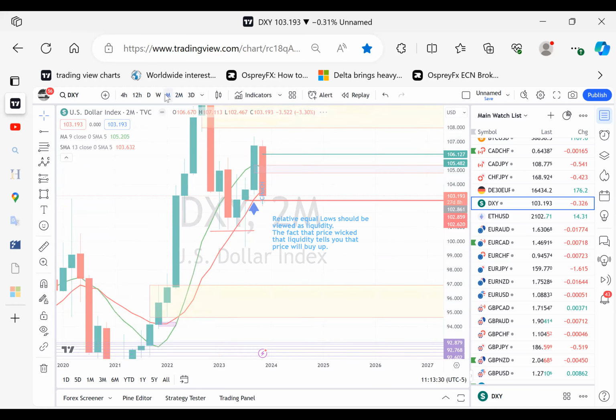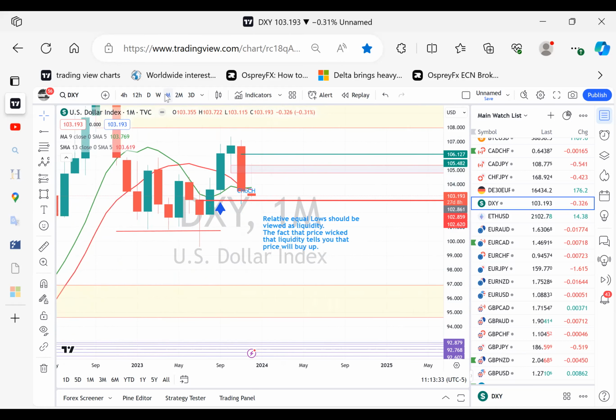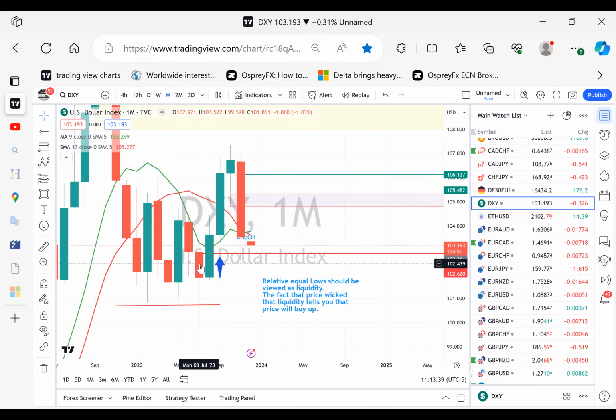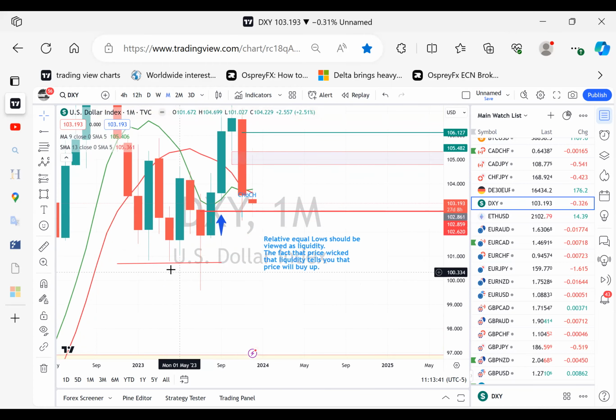Then I want to go to what happened last month. Okay. We came down and we tapped in to this order block, right? We created an order block. We pushed up. You already know we broke the high. We came down. We tapped in. Normally, if you tap in, you're going to push up.